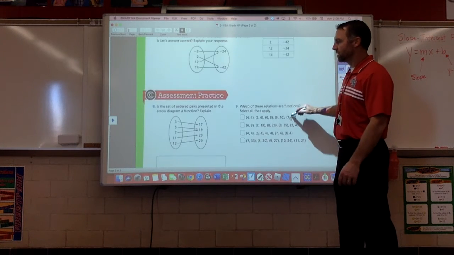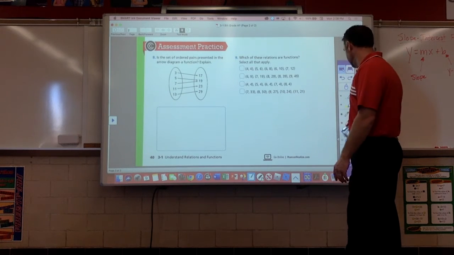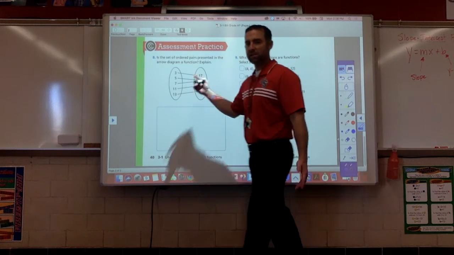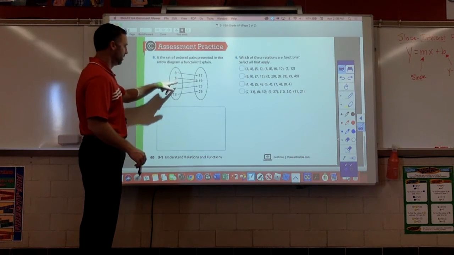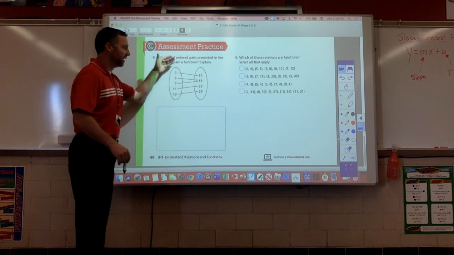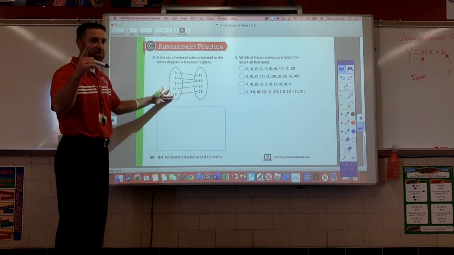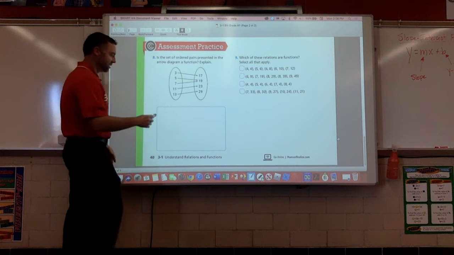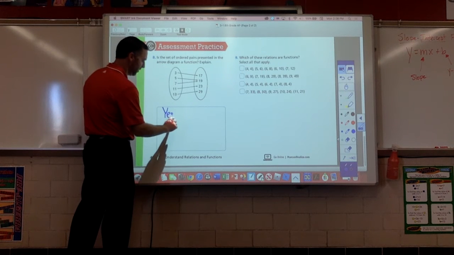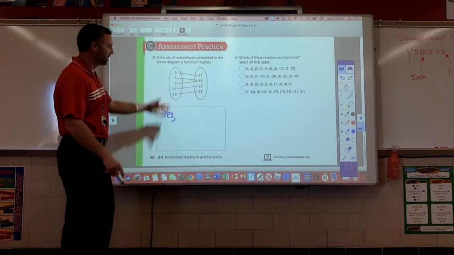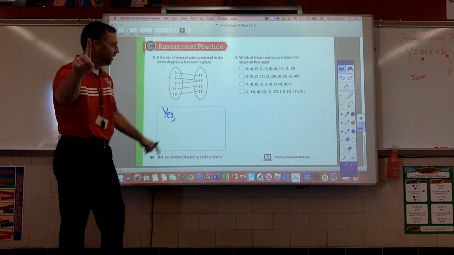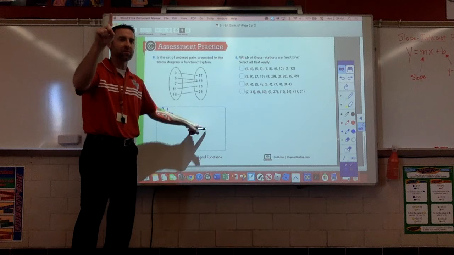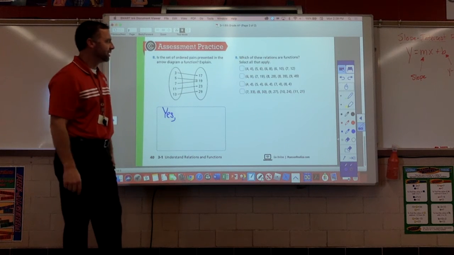Moving on down, we're going to skip 7, going to number 8. Is this set of ordered pairs a function? Well, how many branches? Does each one have one branch? Yes, it does. So yes, it's a function. Why is it a function? Each input has how many outputs? 1. Each input has exactly one output.